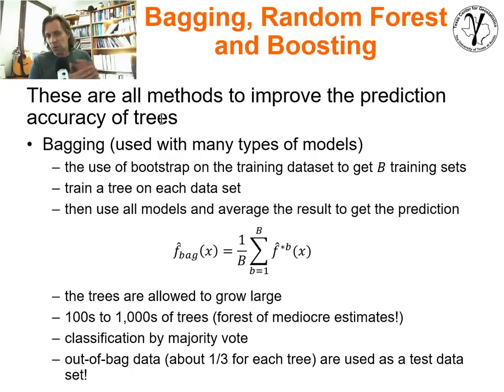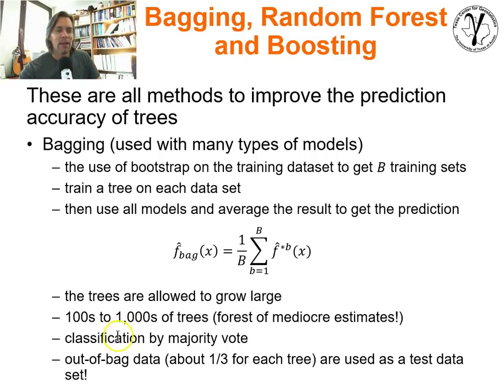You use each one of those trees, which are trained, to make the prediction. And then you take the average of all the predictions from the B different trees. Now what's cool about this is you can let the trees grow large. They can be overgrown. But now that these trees are overfit to the bootstrap data, you'll build hundreds or thousands of trees, a forest of okay estimates. They're not going to be great estimates, but they're going to be okay.